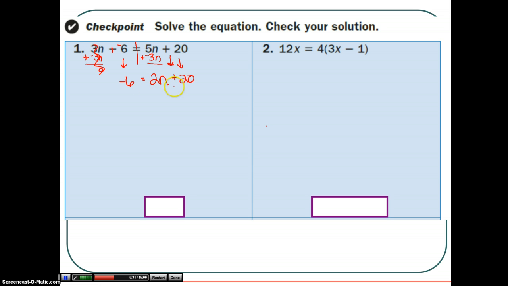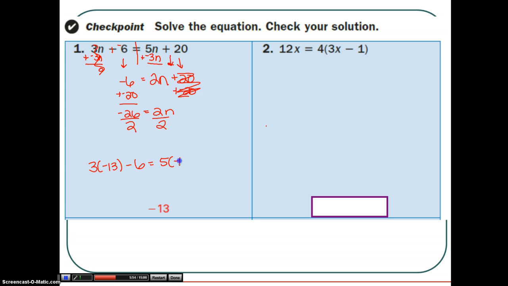Now you have a two-step problem. Add the opposite of the constant to both sides. Add because of the same sign. 20's cross out because that's 0. And then divide by the coefficient. Your answer is n equals negative 13. Remember, you can always check by plugging in negative 13 into the original problem and seeing if you get the same number on both sides.